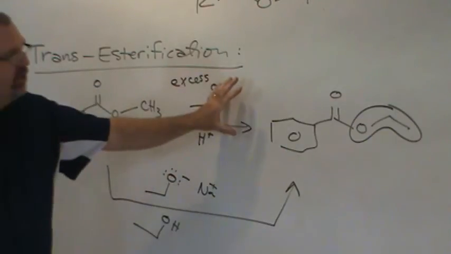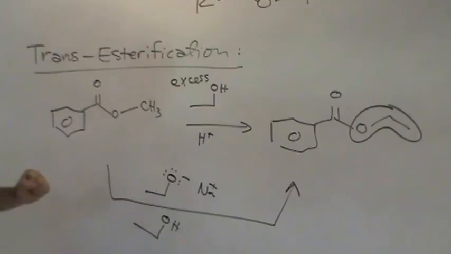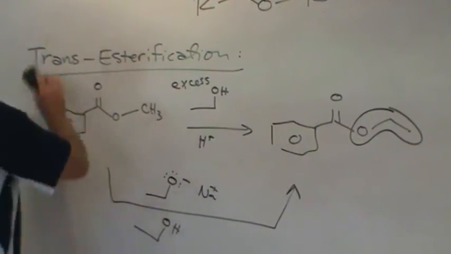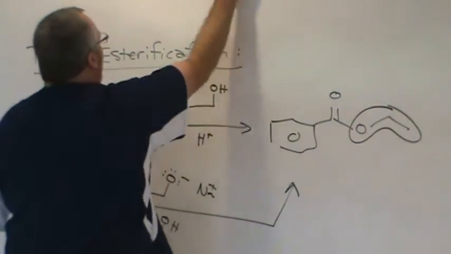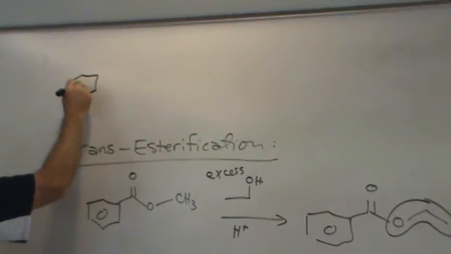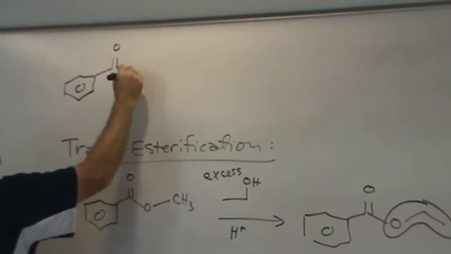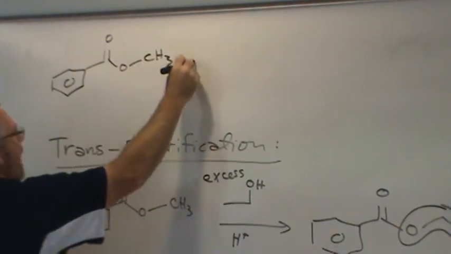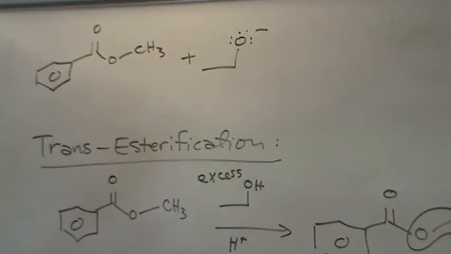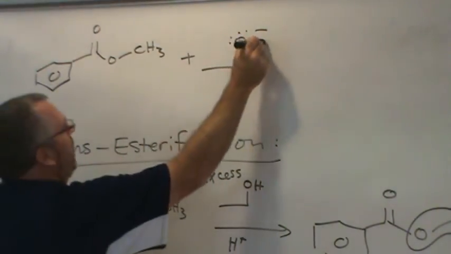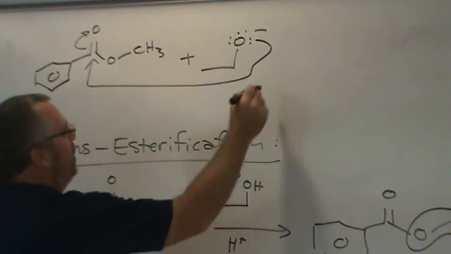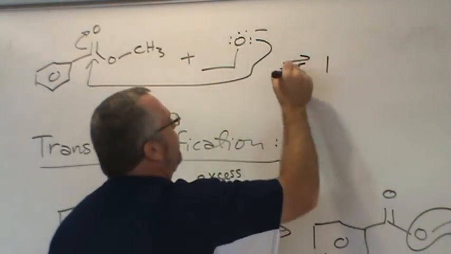Mechanistically, the top reaction under acidic conditions is identical to a Fischer esterification. This one is going to be a nucleophilic addition elimination reaction. Let's go ahead and look at the mechanism for that one, see how it would work. So we're going to start with this methyl ester and we're going to add the ethoxide. We're in ethanol solvent, but we're adding ethoxide. Here we go. The nucleophilic electrons come in and attack the electrophilic carbon in order to form a tetrahedral intermediate, same as always.